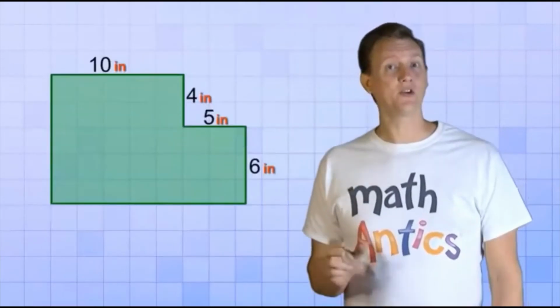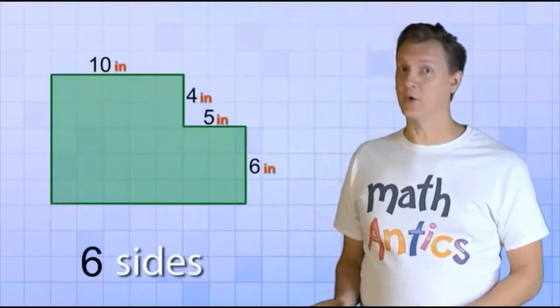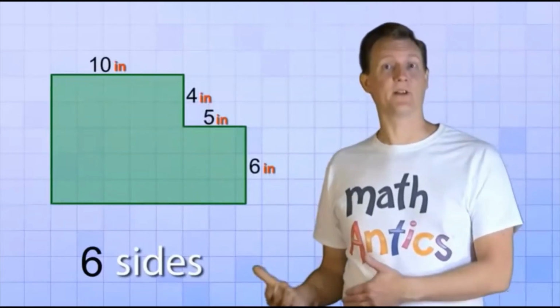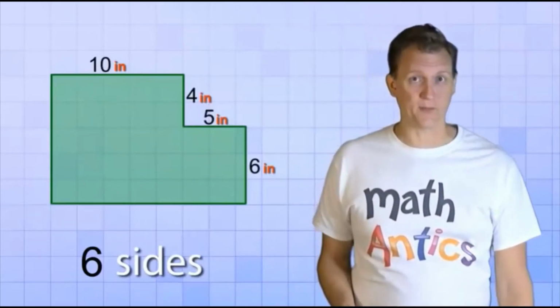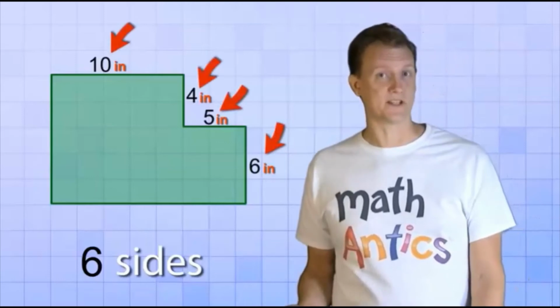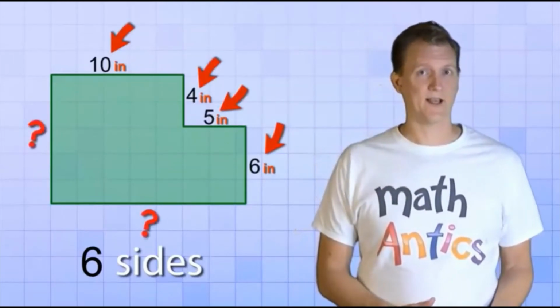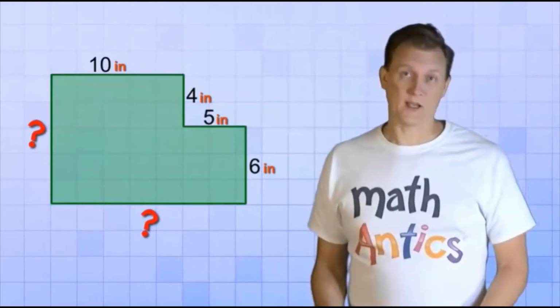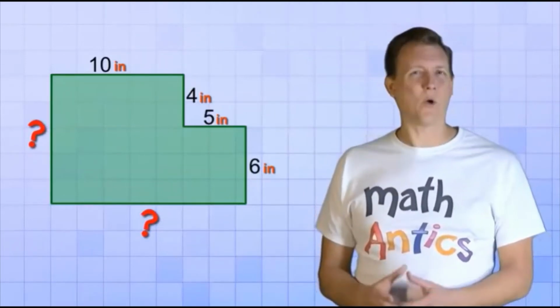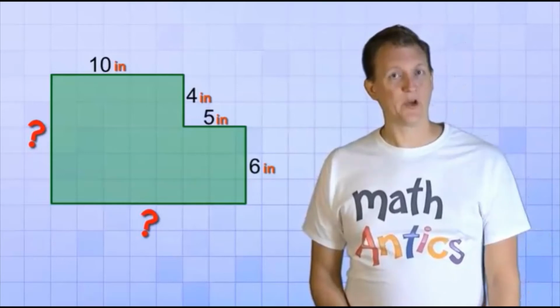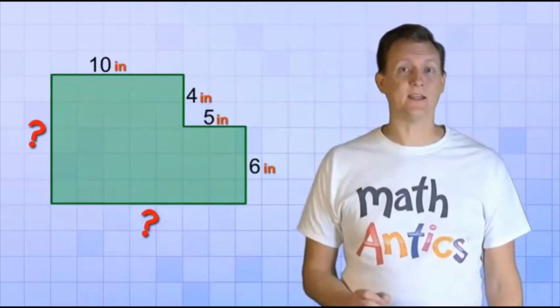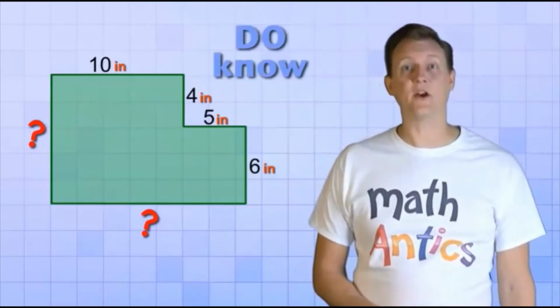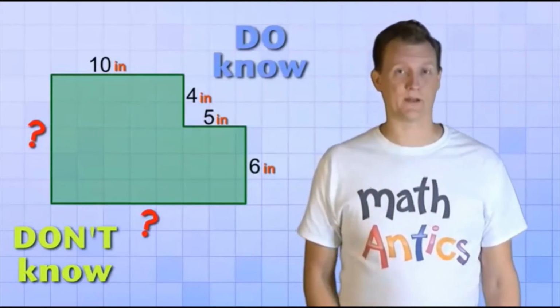Okay, let's try one more example. This polygon also has 6 sides, but it's not a regular polygon. The sides are different lengths, and this one's really tricky because they only show us the length of 4 of the sides. The other 2 are missing. So how can we figure them out? Problems like this come up all the time in math. Problems where you aren't quite given all the information. When you have this kind of problem, the key is to use what you do know to figure out what you don't know. Here's what I mean.